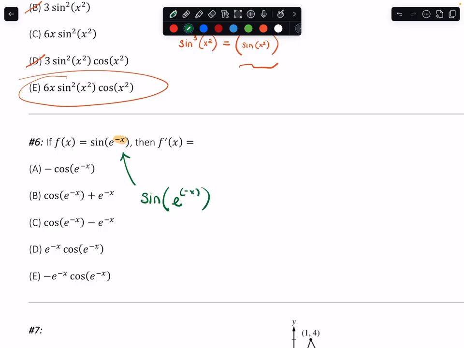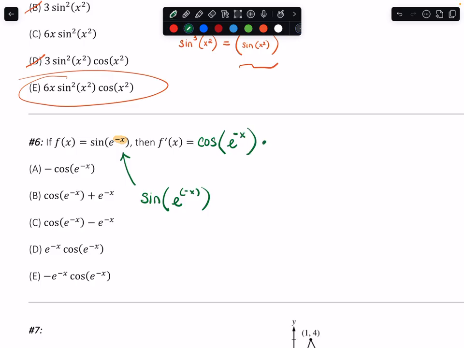So you can see who is the most outside, who is kind of in the middle there, and then who is the most inside. The most outer is sine. The most inner is minus x, and sort of in the middle, I guess you could say, is the e to the function, the exponential. Again, we differentiate the thing on the outside. What's the derivative of sine? It is cosine. You do not touch what's inside. So you get e to the minus x.